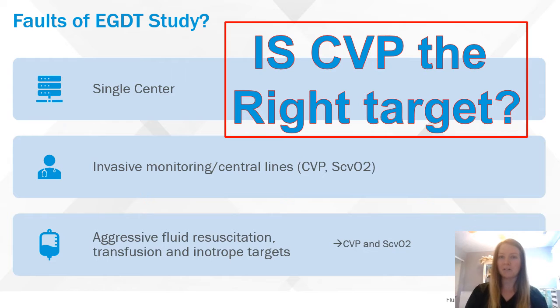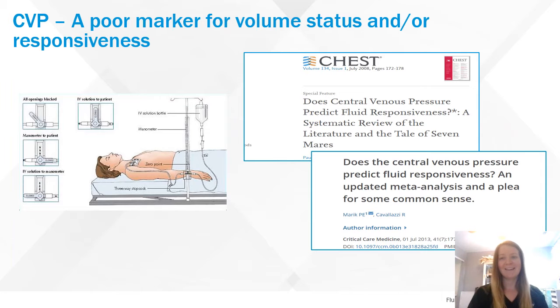So a lot of patients were receiving too much fluid because they were looking at CVP. Now, the big question is, is CVP the right target to look at when it comes to volume management? And I'm going to say that the answer is no. CVP is a very poor marker for volume status and volume responsiveness. There are a lot of studies over the past decade that say CVP is as reliable as the flip of a coin. So 50% of the time it's accurate, which means 50% of the time it's wrong.